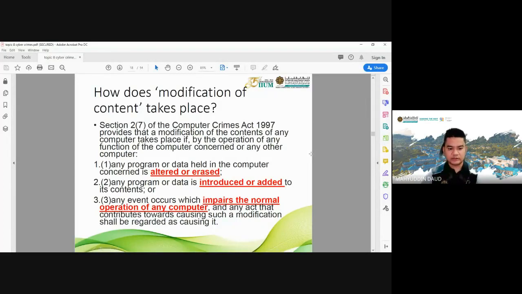And any act that contributes towards causing such a modification shall be regarded as causing it. So maknanya you do something to the computer, you modify the data ke apa. Now the computer is no longer working as normal as it is. So it impairs the normal operation of any computer. Maybe you send a virus to the computer, and then there's some problem with the computer now. It cannot do it as usual. So that can also be impairing the normal operation of any computer.